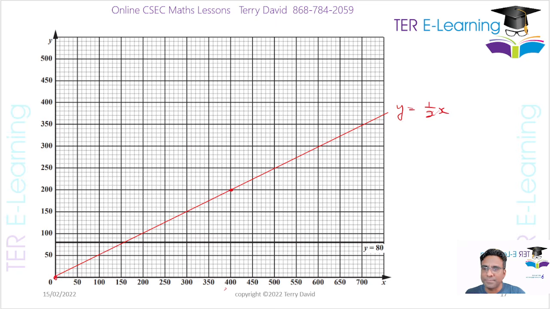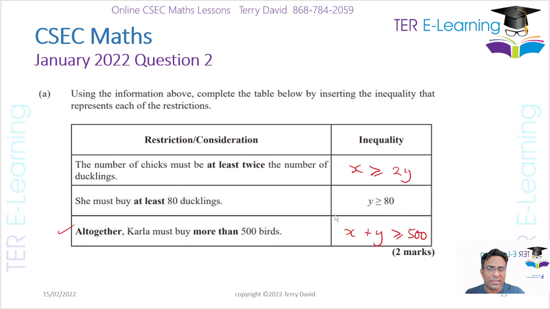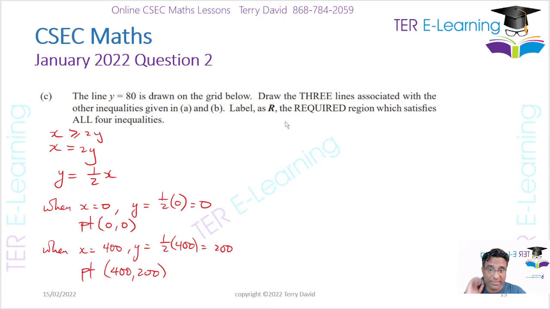The next thing now, what's the next graph? They already plotted this one. So X plus Y equals 500, right? The inequality is X plus Y is greater than or equal to 500. So the graph that I'm going to plot is X plus Y equals 500. Again, I need to choose 2 points.